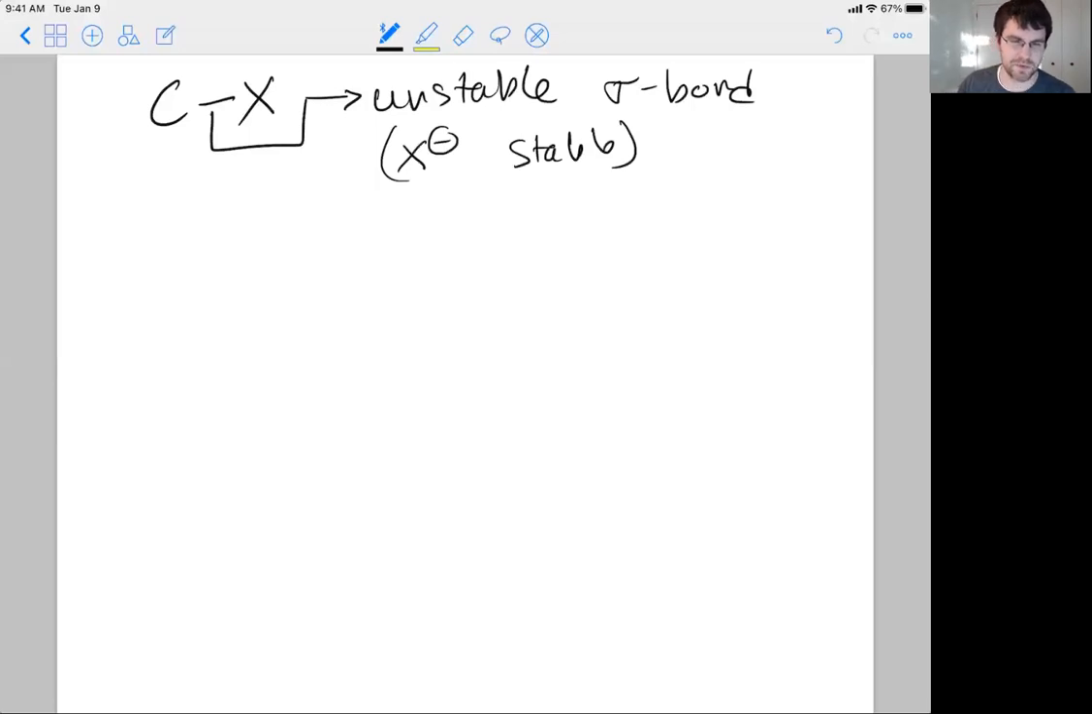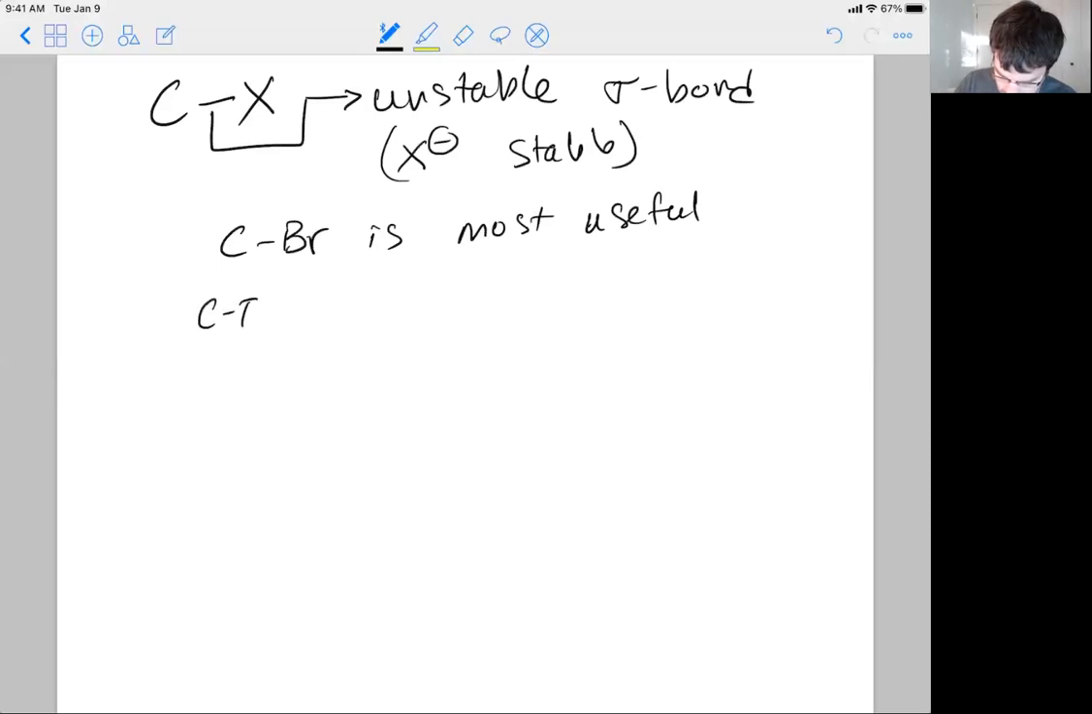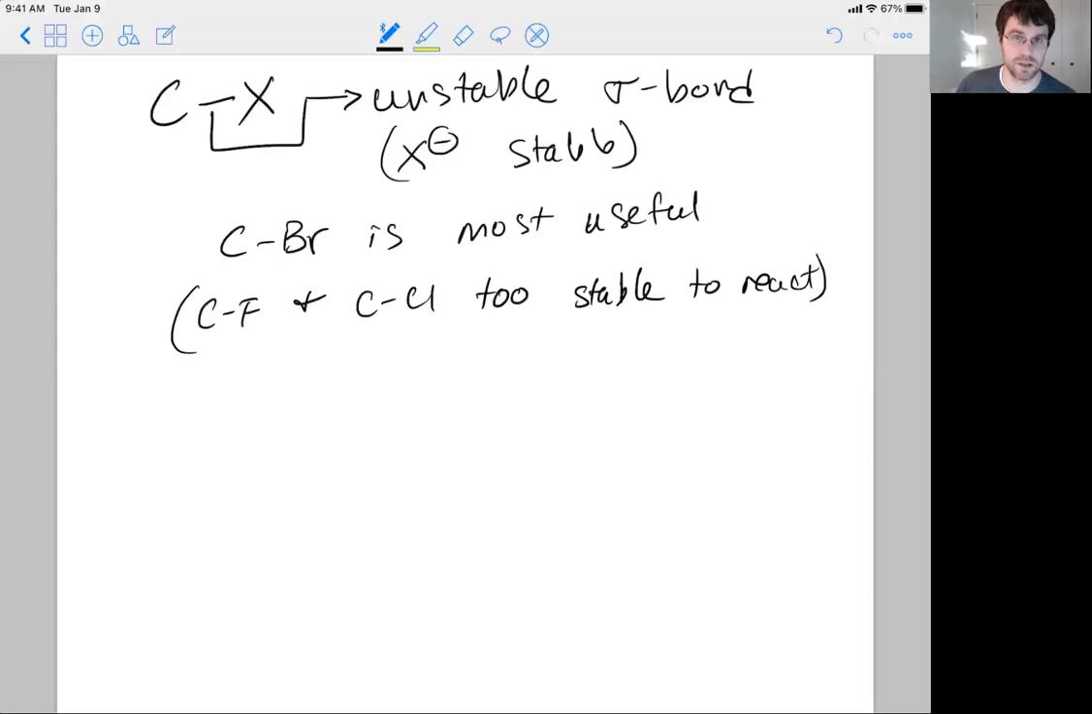And I've mentioned this before, but in general, CBr is the most useful. It's got a nice balance of stability and reactivity. The bond is not so stable that it doesn't do anything interesting, as in the case of carbon fluorine and carbon chlorine. These are too stable to react. Their reactions are often less predictable and more often than not boring. They just kind of sit around.